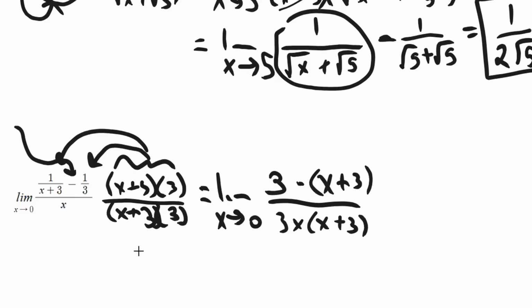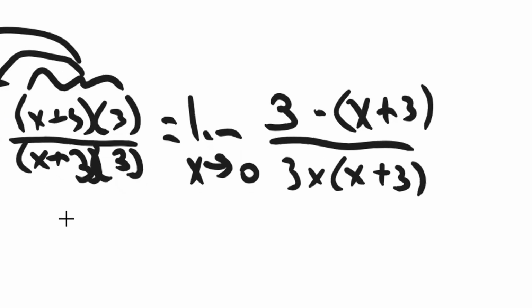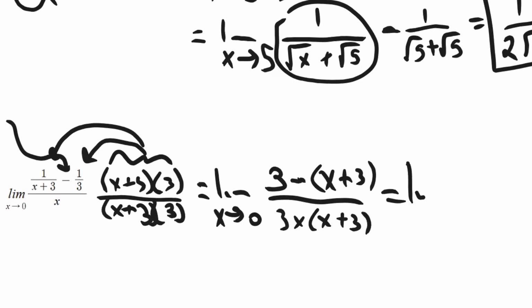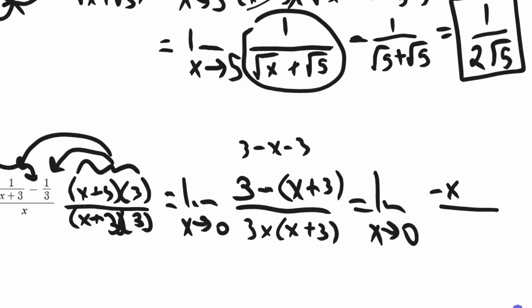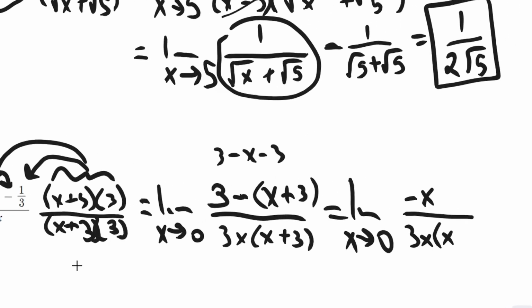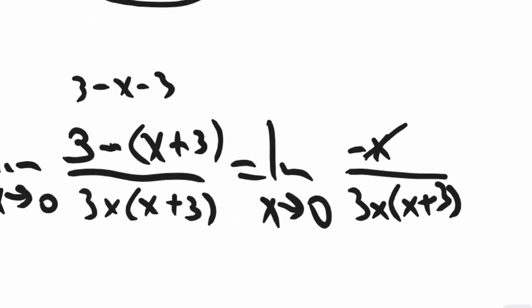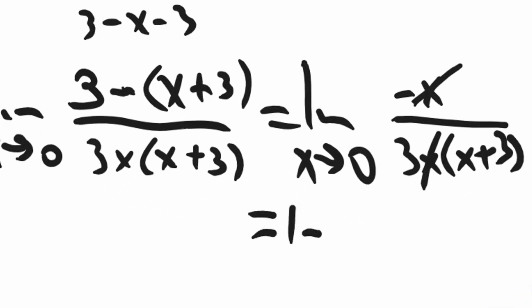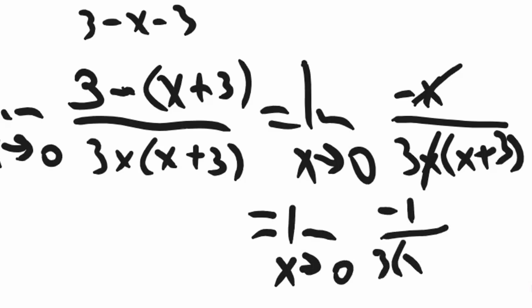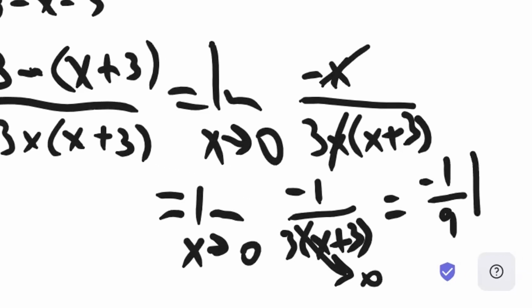And at this step, you might be tempted to cancel the x plus 3s, but you can't do that because it's not multiplication in the numerator, that's subtraction. So if we write that out, limit as x approaches 0 of, this is going to be 3 minus x minus 3. So you would have negative x over 3x times x plus 3. And the x's will cancel, leaving you with the limit as x approaches 0 of -1 over 3 times x plus 3. And if you take the limit as x approaches 0, then you'd have -1/9 as your answer there.